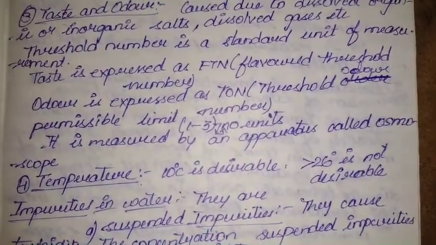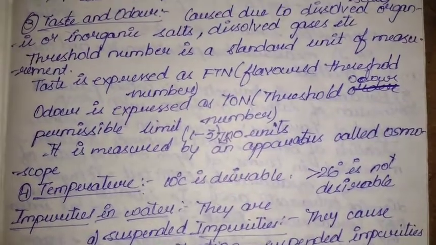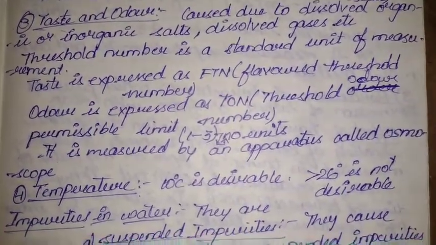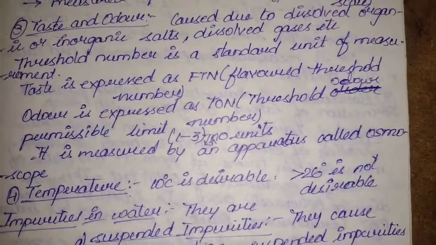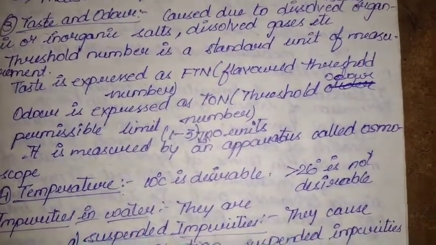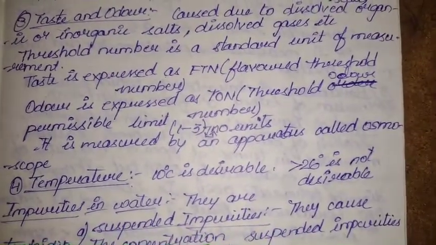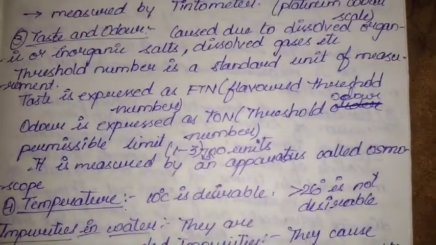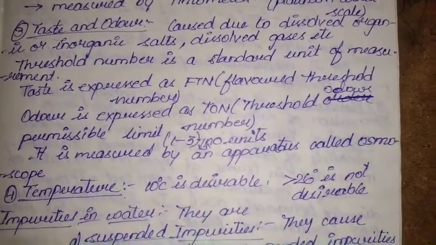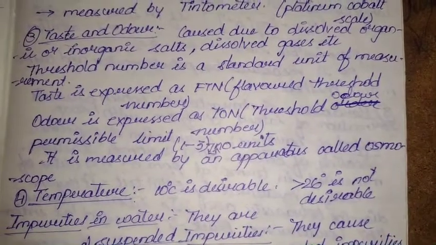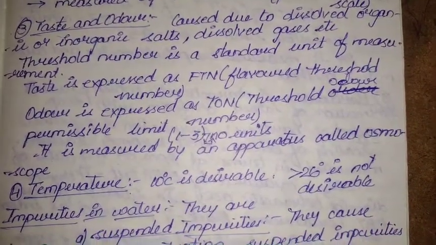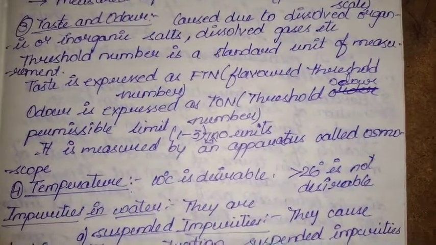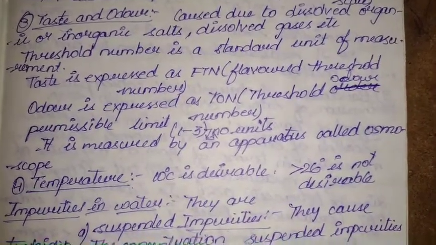We also have some permissible limits for this. It should be within 1 to 3, and there are no units for this, as this is just a number, a constant value. It is measured by an apparatus called the osmoscope. We have a standard instrument for this, the osmoscope, and there have been some developments for it, but just the basic questions would be asked.